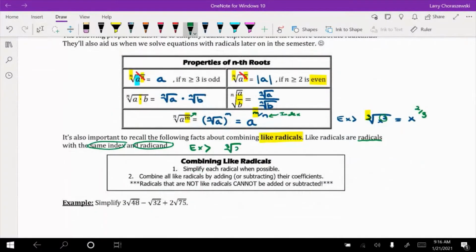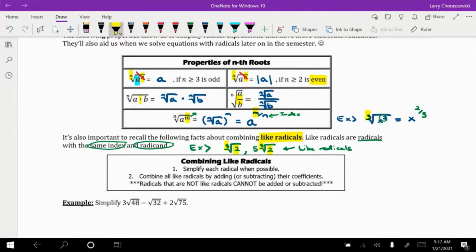The cube root of 2 and 5 cube roots of 2. These are like radicals. The reason for that is because of the radical expression. Each of them are cube roots, and they have the same insides, or the same guts.